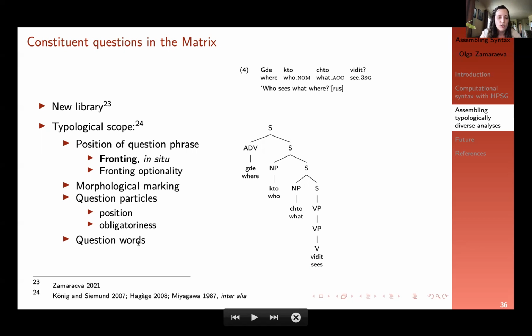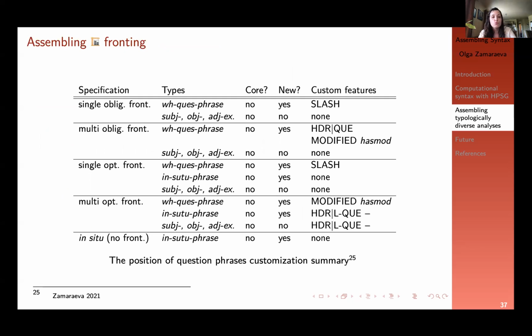And then, of course, I needed also to create types for question words themselves, lexical types, and store them in the system. So that's the sort of full scope of my dissertation work. And I just want to show you a few tables. The point of it is not for you to read them, but I just want to illustrate with these tables what it takes, or what it means, to assemble these typologically diverse analyses into a single system.